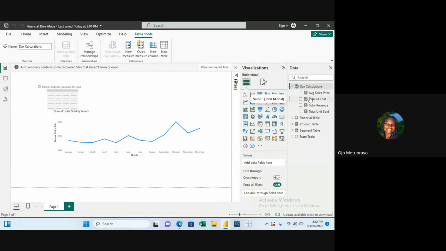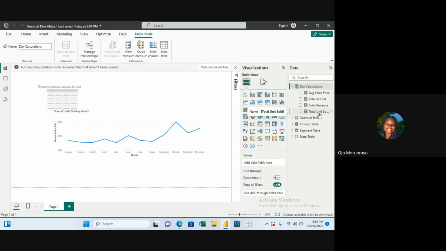Okay, I deleted two measures, which are the total units, profit per unit, and the total profit. The reason was that I had two total profits, so I deleted one of them.